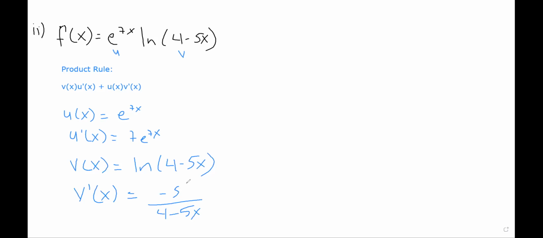So now that we already have our values, all we need to do is substitute them into our product rule in order to arrive at our answer. So the first part of the product rule is our v of x and u prime. And guys, just a note, you don't need to start off like this. You can also have this. The product rule doesn't necessarily need to be written like this. It can be written like this as well.